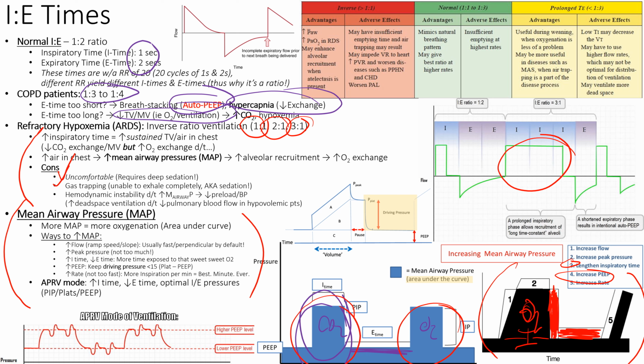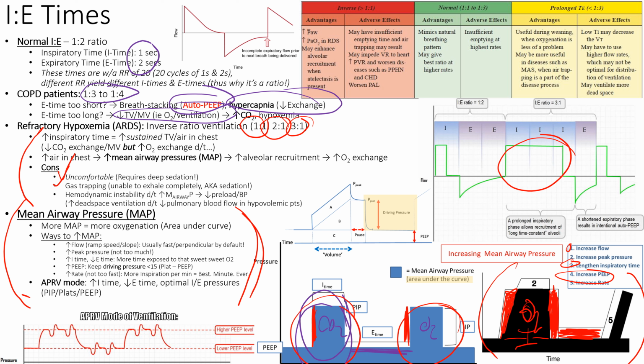But besides flipping the IE time and increasing the PEEP to improve mean airway pressure, we can increase the flow. So usually the flow is upright, like you mentioned. If it's not, let's go ahead and make that nice and upright, like number 1. Let's increase the flow. Let's make that nice and straight up and down, okay? And then what else can we do?